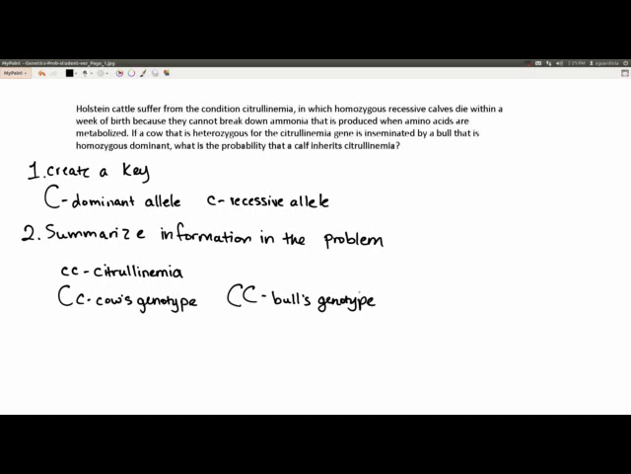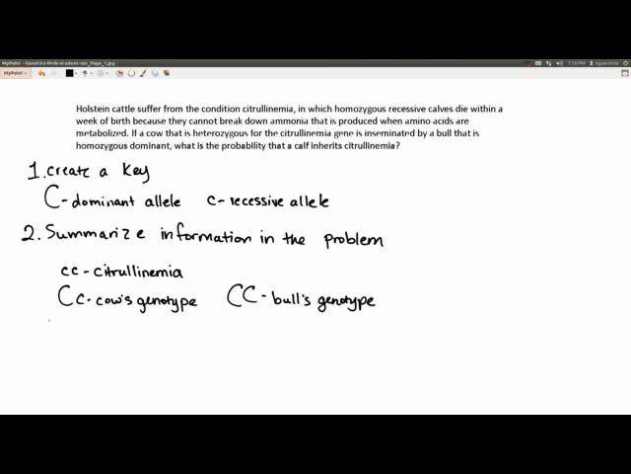I should also point out other problems might give you information about offspring, so you want to use that information if it is available. And unless otherwise stated, you should assume that an individual is normal. That means it doesn't have a disease.